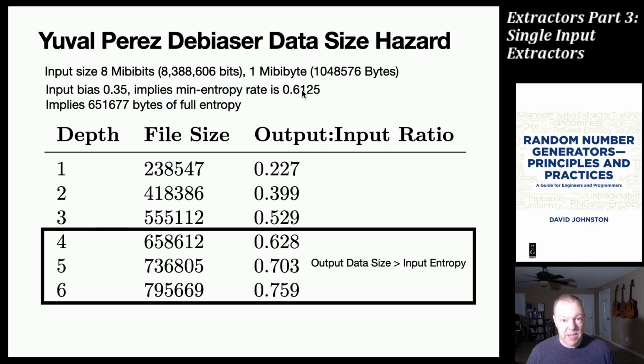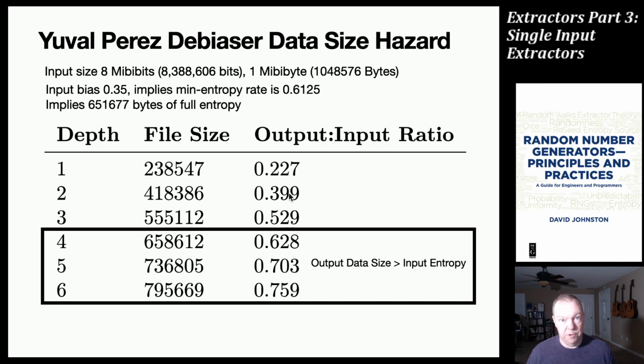So if we multiply that by that, we find that we have 651,677 bytes of full entropy in that data. So we run it through the debiaser, and we get a file size of 238,000 bytes. So the input to output ratio, this divided by this, gives us 0.227.